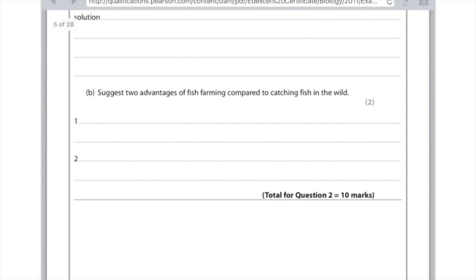Suggest two advantages of fish farming compared to catching fish in the wild. Well, firstly, it's easy, so you've got fish all year round. Second of all, it reduces overfishing of wild fish. Thirdly, if you're feeling a bit alternative, you could say that there's less risk to fishermen if you use fish farming, because they don't have to be in the wide open ocean. And also, fish farming means you can selectively breed and get very high quality fish.